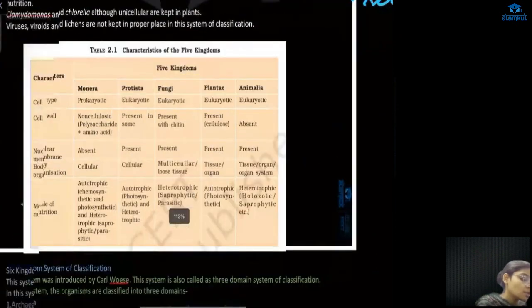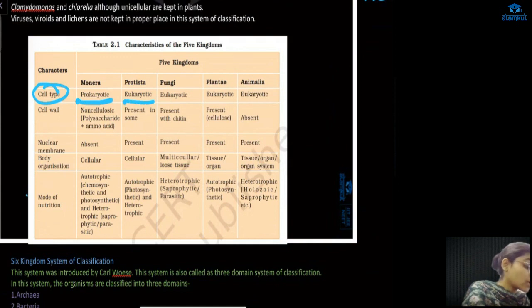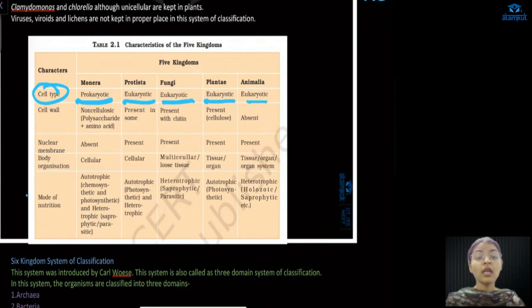Then this is the chart from the NCERT, showing what kind of characteristics were taken and what features represent in them. Okay, so the characters are cell type. Monera were prokaryotic, Protista eukaryotic, fungi, plantae, and animalia. All of them were eukaryotic, as well as unicellular to multicellular. They are evolving from unicellular to multicellular.